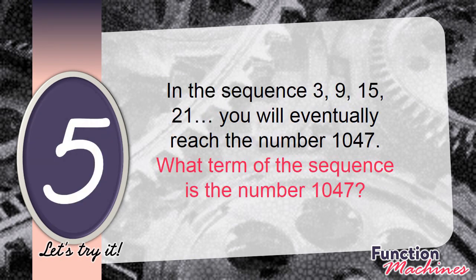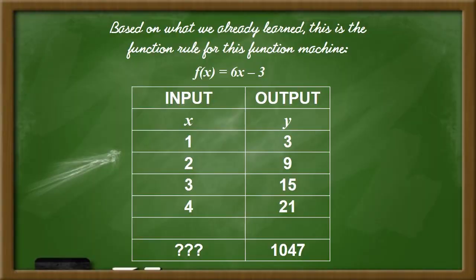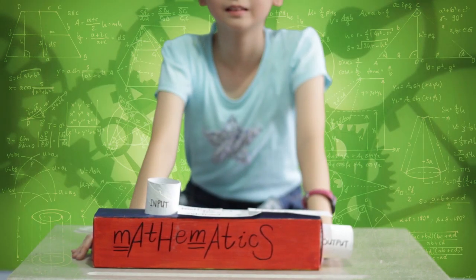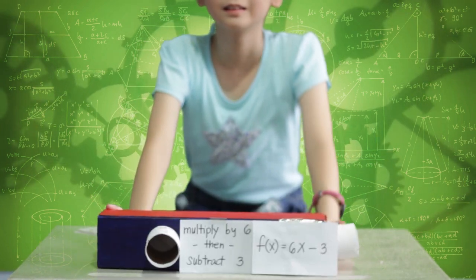In the sequence 3, 9, 15, 21, you will eventually reach the number 1047. What term of the sequence is the number 1047? I was doing great until this problem. It was easy to make the function machine, but in this problem, you are given the output and you need to find the input. How can I do that? Based on what we already learned, this is the function rule for this function machine. F of x equals 6x minus 3.